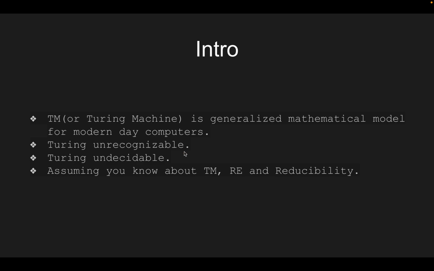So today what we are going to see is that even though some languages are Turing recognizable, some of them are undecidable. You will see what undecidable means, and why some languages are undecidable. I'm assuming that you know about Turing machines, regular expressions, regular languages which can be represented using regular expressions, and the concept of reducibility. I'll slightly explain what reducibility is, but I'm assuming that you know about Turing machines and regular expressions.